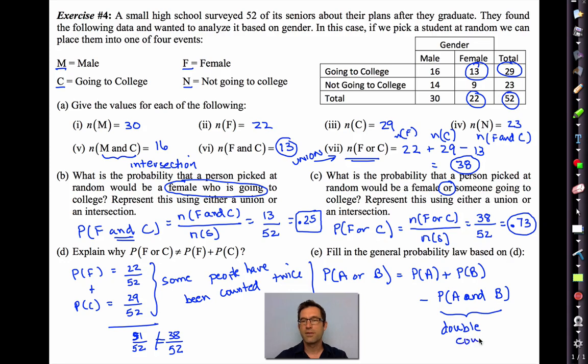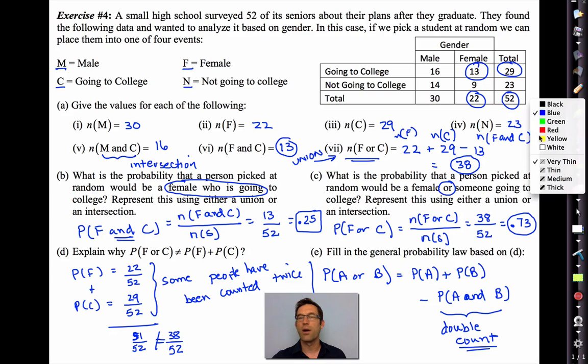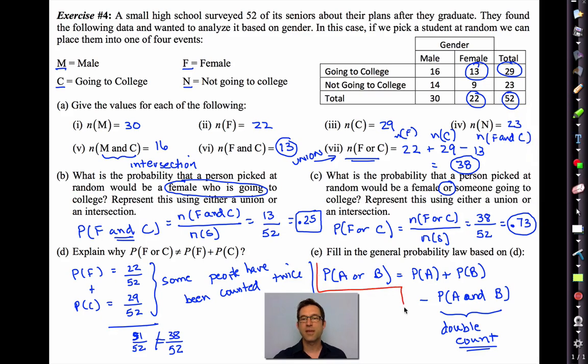All right, and all this comes from our work on the front side of the sheet. So the probability of A or B is the probability of A plus the probability of B minus the probability of A and B. I can't tell you how important this one law is. This is exceptionally important. So pause the video now and think about this some.